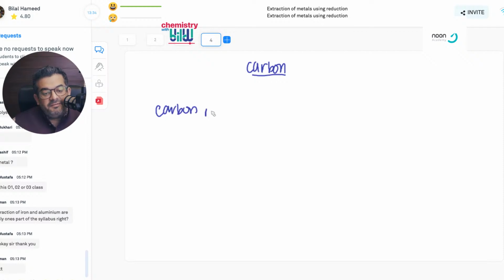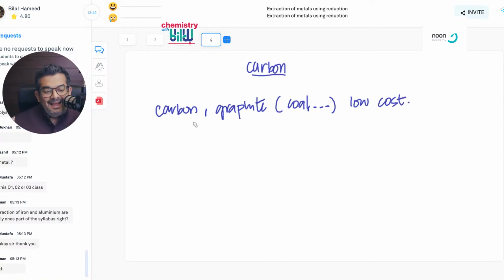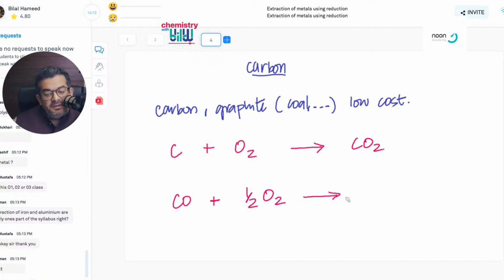Carbon in the form of graphite is cheap. You can get it in coal and other forms. It is low cost. And the property I want to use is that I can take carbon and burn it with excess oxygen to make carbon dioxide. I can also use carbon monoxide to make carbon dioxide.